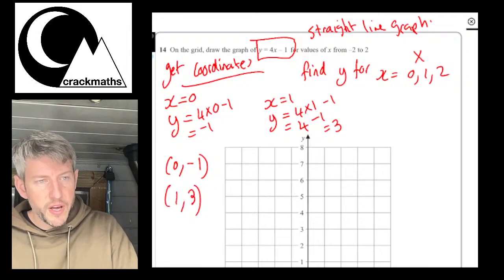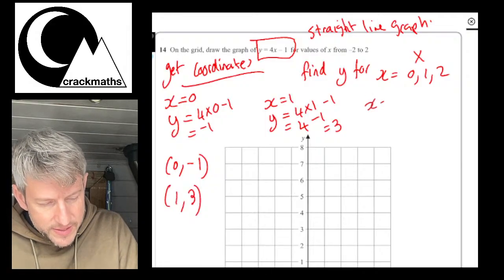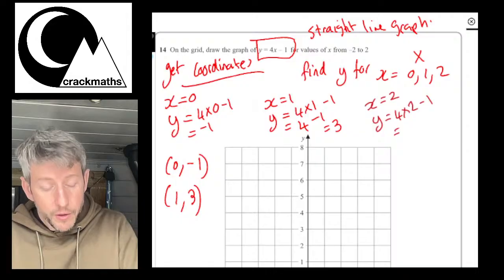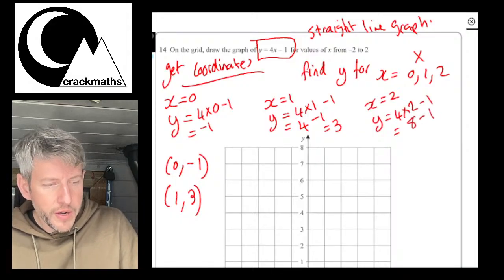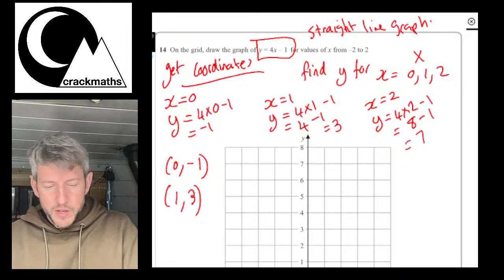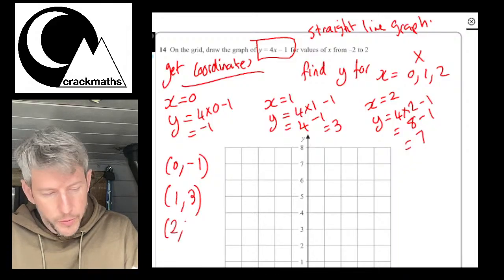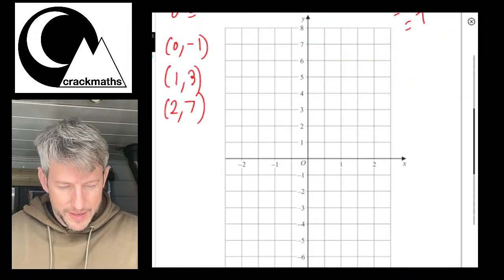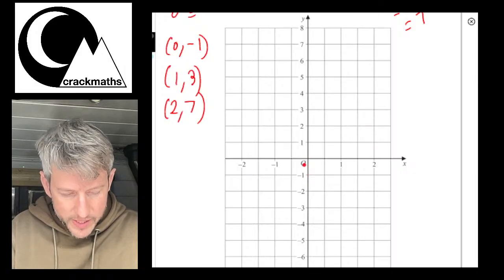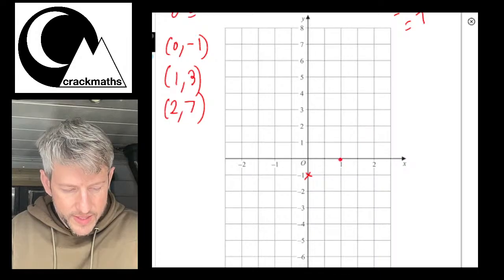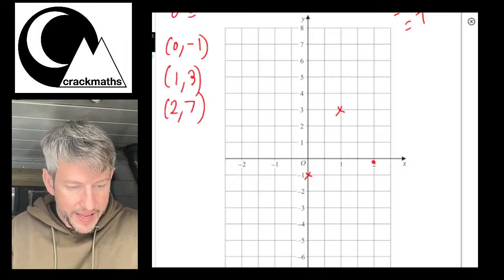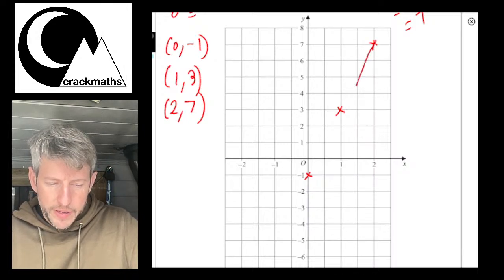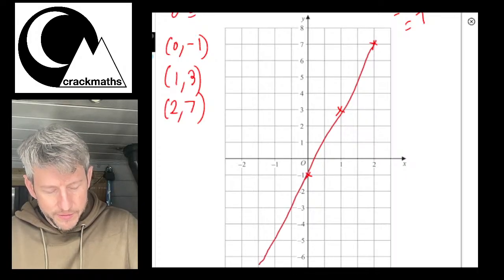Then let's do our third coordinate when x equals 2. If x equals 2, y equals 4 times 2 minus 1. 4 times 2 is 8, minus 1 gives us 7. So there we go, we've got our third coordinate, 2, 7. Now I can plot these on the graph. X is 0, y is minus 1. X is 1, y is 3. X is 2, y is 7. Then use your ruler to join all of these with a nice straight line.